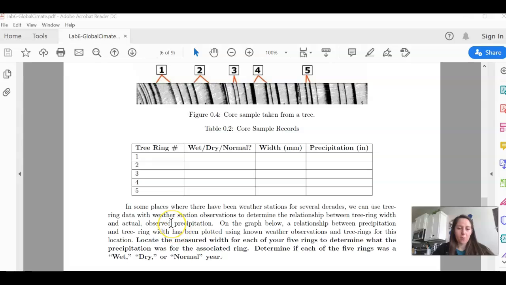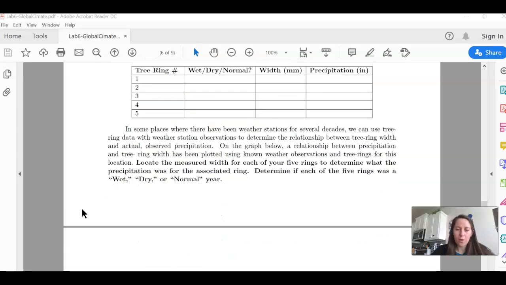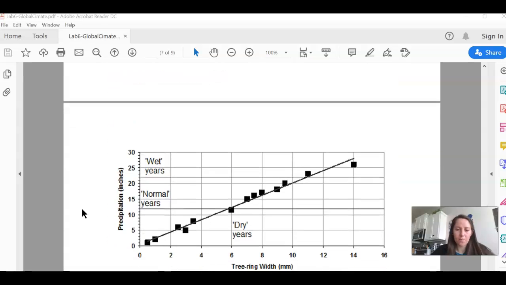All right, so in some places where there have been weather stations for several decades, we can use tree ring data with weather station observations to determine the relationship between tree ring width and actual observed precipitation. On the graph below, a relationship between precipitation and tree ring width has been plotted using known weather observations and tree rings for this location. So that would be this data right here.